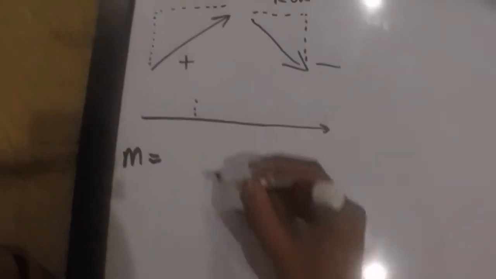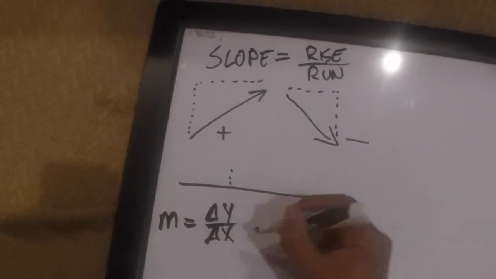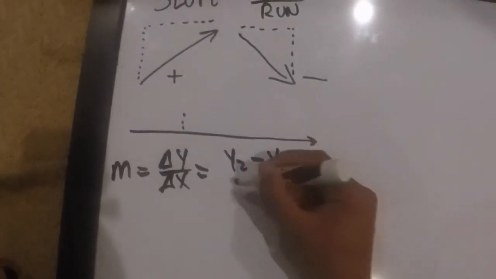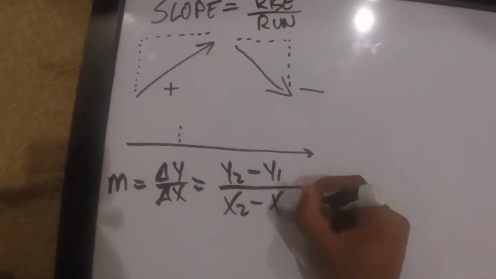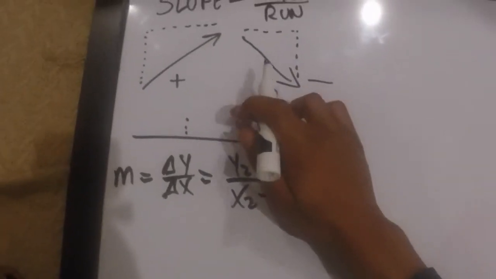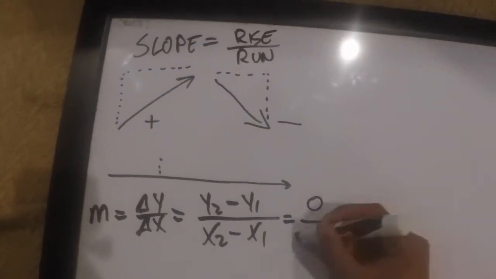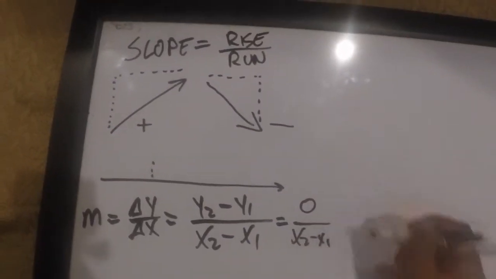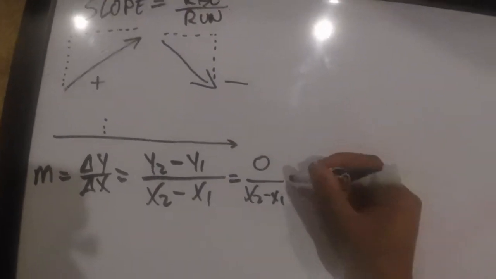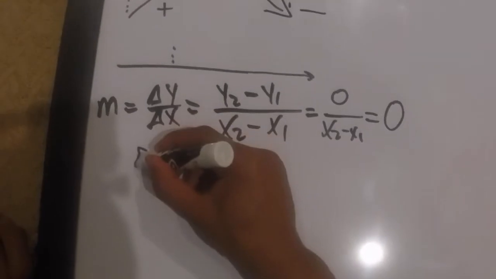Algebraically, so we know m equals what? Change in y over change in x. What that means is y2 minus y1 over x2 minus x1. But if we look up here at this graph of a horizontal line, what do we have? We have no change in y, no vertical change. So it's 0 over x2 minus x1. And look what we have. We have a fraction with a 0 in the numerator. What does that have to equal? 0. Because we know any fraction with a 0 in the numerator equals 0, right?